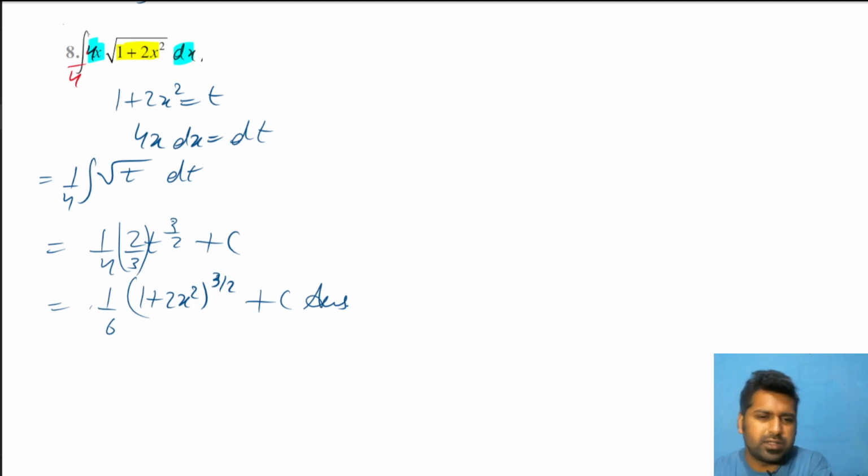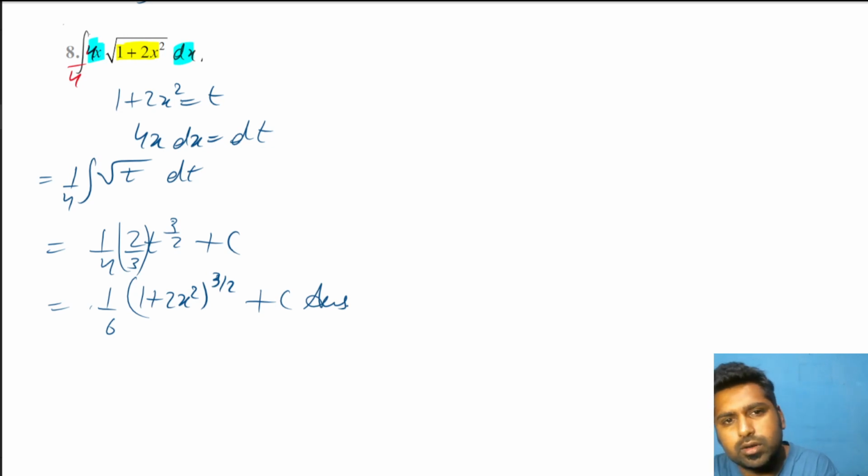After substitution, replacing the value of x is not a problem, but to get the correct substitution, that's the key part. That's why I'm discussing so many questions, so you get a feel of it. Okay, getting the feel of integration is very important. And the more questions you do, the more you'll see. It's a practice and learn process.